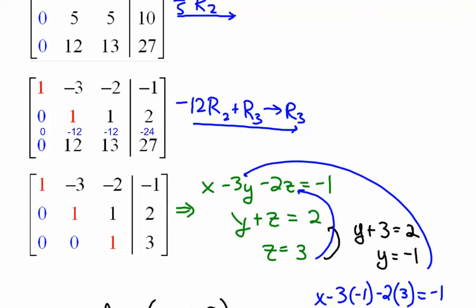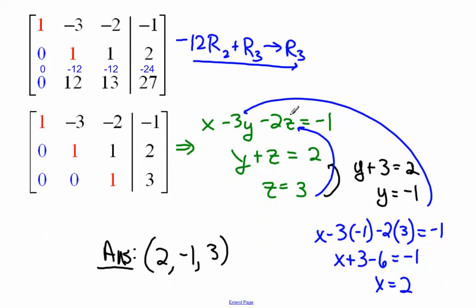So we can quit with the operations and just translate back into equations. x minus 3y minus 2z equals -1 from the top one. The next one says y plus z equals 2. And the last one very simply says z equals 3. So back substitute z up here into the second equation, and we'll find that y is -1. Then I take my z and my y both and plug them into the top equation and find that x is 2. So 2, -1, and 3 would be our answers.